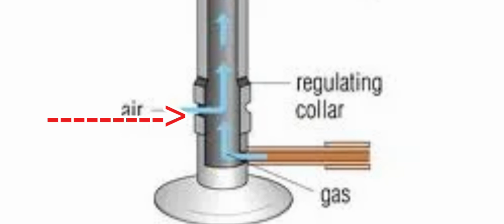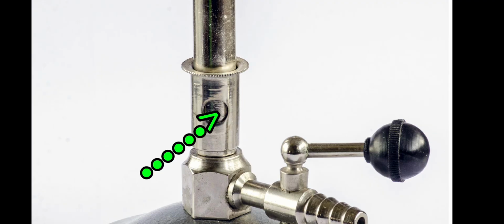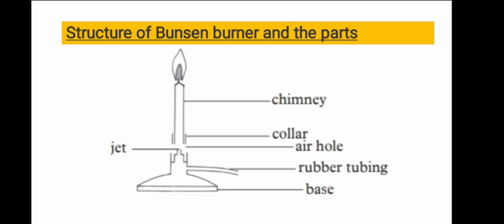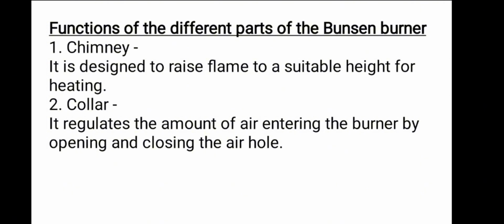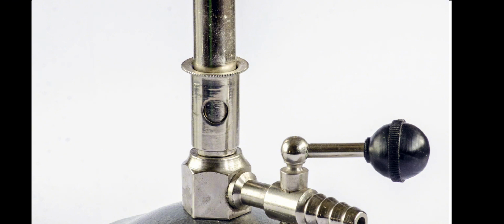Now, first, this small opening. When you look at the Bunsen burner, this small opening is the air hole, allowing a certain amount of air inside the Bunsen burner, and the air allowed is for a desired level of flame. That is what the collar does.